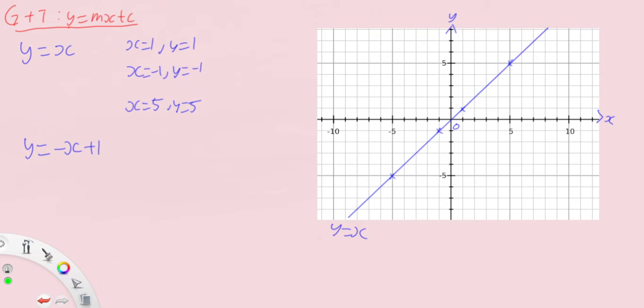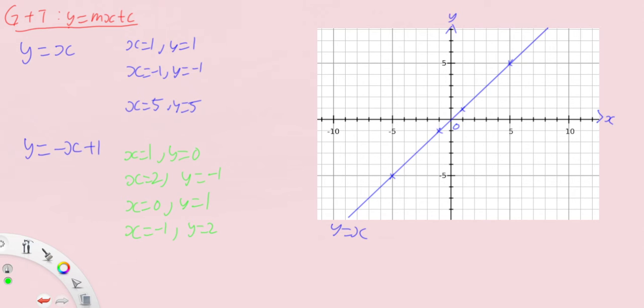Okay, so again, we pick some points. So at x = 1, y will be -1 + 1, so y = 0. At x = 2, y would be -2 + 1, so 1 - 2 is -1. Now we take the negative number, or we can take x = 0, really it's up to you. So x = 0, we get y = 1. x = -1, so it'd be -(-1) + 1. So minus minus 1 is positive 1, and 1 + 1 equals 2. Therefore, y = 2.